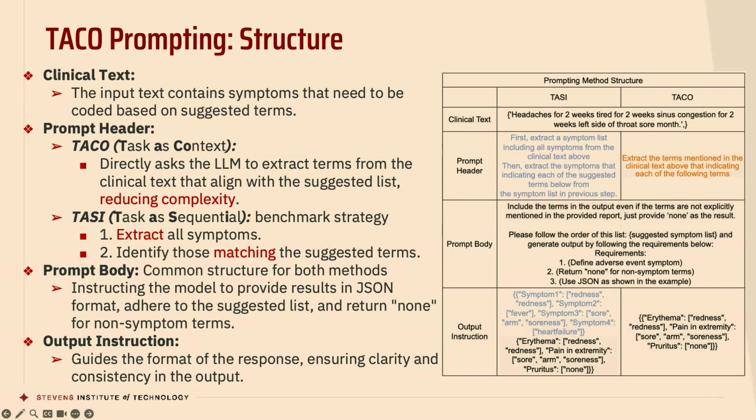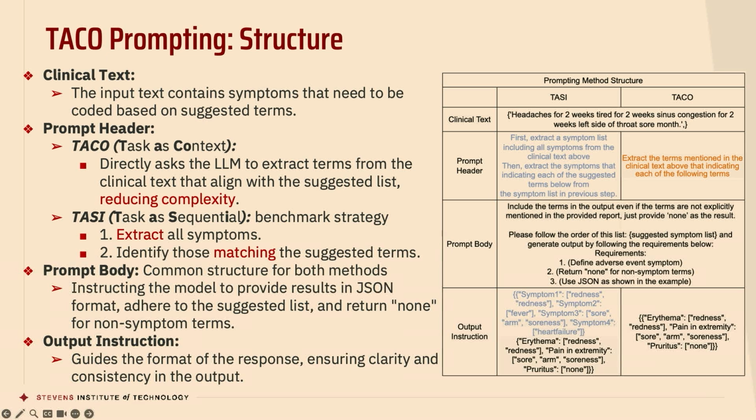So here's the general structure of our prompting. Basically, the clinical text part and the prompt body are the same. The clinical text just contains the original report text, and the prompt body just contains the common instruction to the model. What really matters is the prompt header, for which we designed another prompt called TASI. This prompt mimics the traditional two-step approach. We first ask the model to extract the symptoms and then ask it to map them to the standard codes.